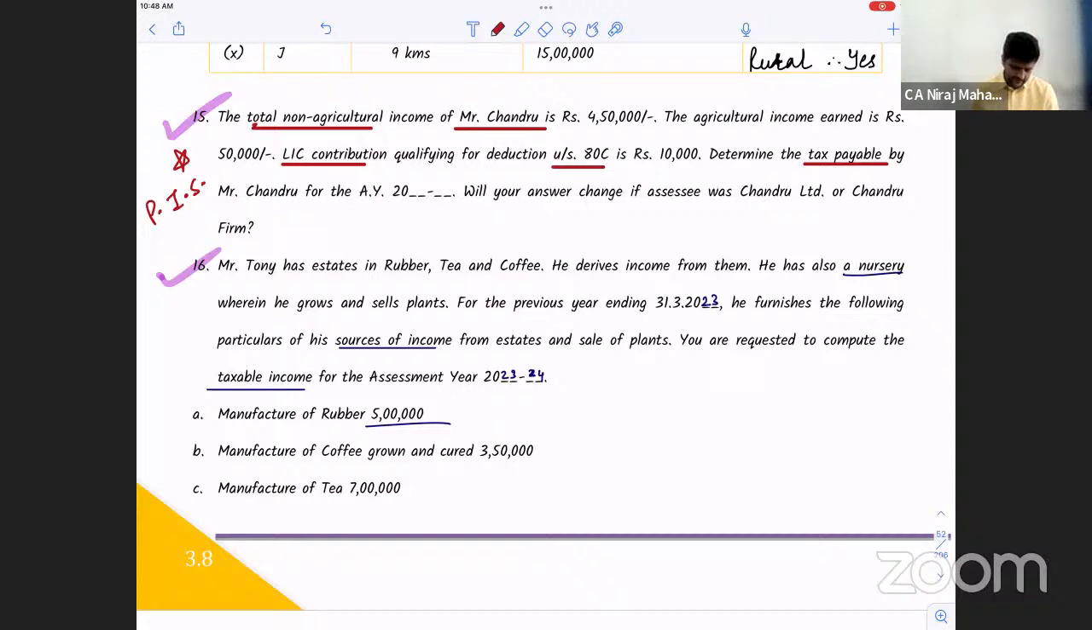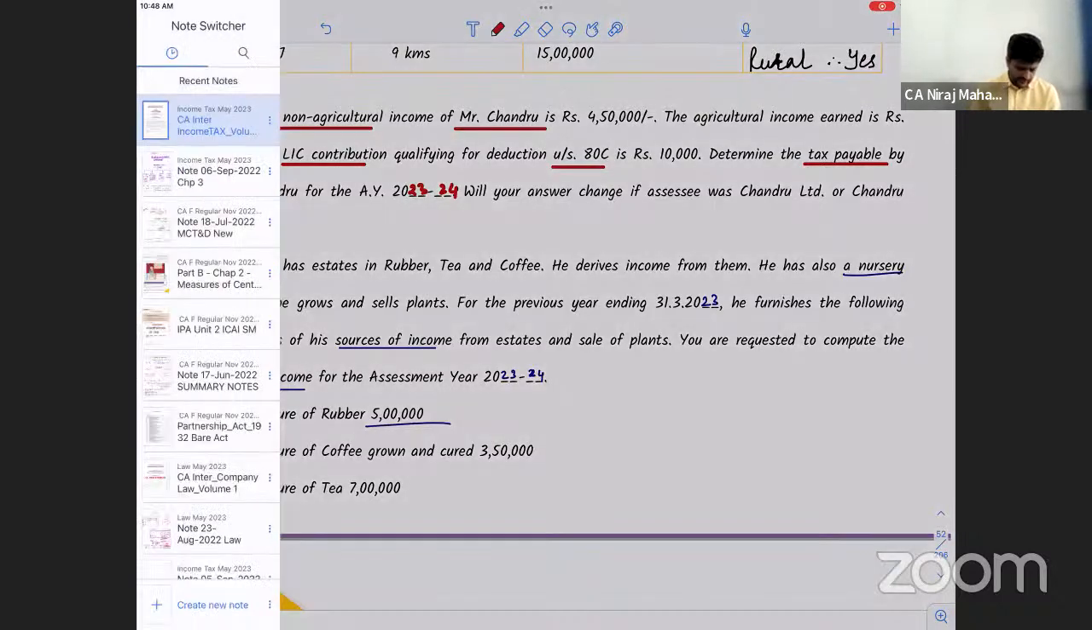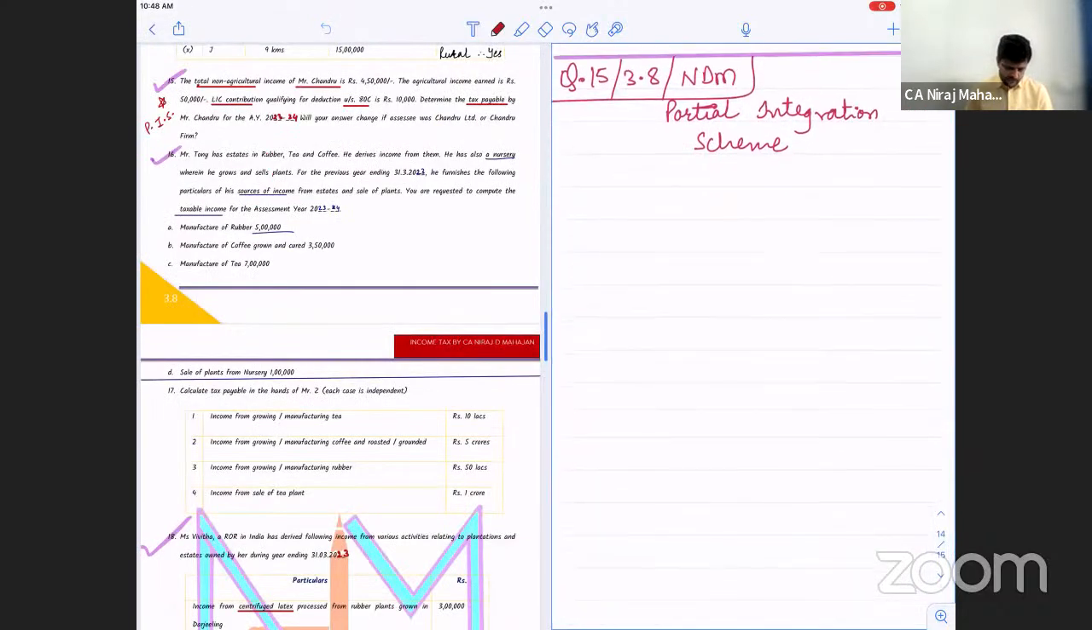Finally, determine the tax payable by Mr. Chandru for AY 23-24. Will your answer change? So the second part of the question we'll see later on. First we'll do the first part. Calculate the tax liability of Mr. Chandru. Okay. Right now. So case 1.